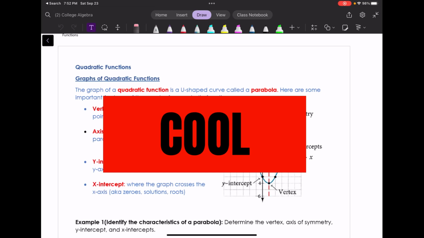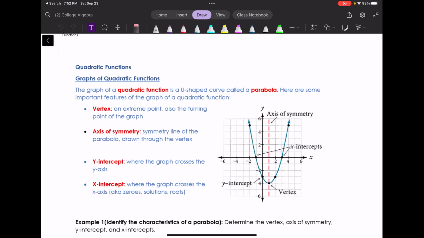Anyway, so we're talking about quadratic functions in 5.1, and we're going to start out by discussing the graphs of quadratic functions. And so basically, this is just a U-shaped curve called a parabola. It's something that we should already be familiar with, but you'll need to know all of these words in red.